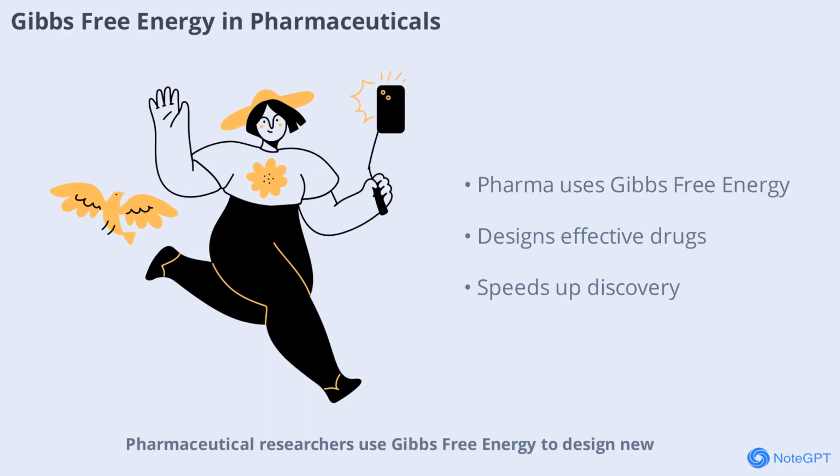Pharmaceutical researchers use Gibbs Free Energy to design new drugs and predict how they will interact with biological targets. By understanding the energy changes involved, they can create more effective and safer medications. This approach accelerates drug discovery and helps bring life-saving treatments to market faster.